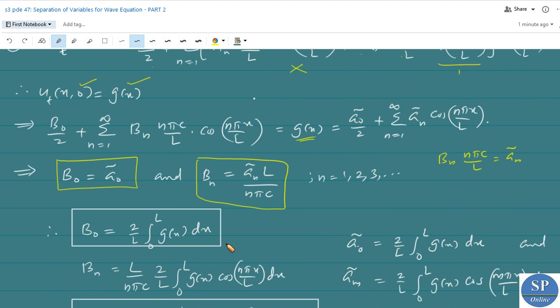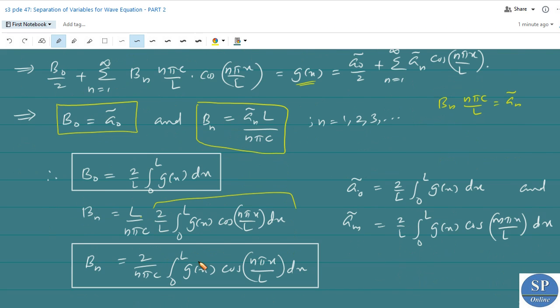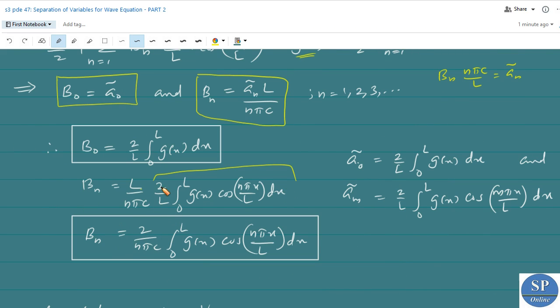Therefore our b naught is nothing but a naught tilde, which we obtained before, 2 by L into integral 0 to L g of x dx, and bn is nothing but an tilde L divided by n pi c, that is L by n pi c into an tilde, where an tilde is this. Okay, this is an tilde. So we have bn is nothing but 2 by n pi c into integral 0 to L g of x into cos n pi x by L dx.